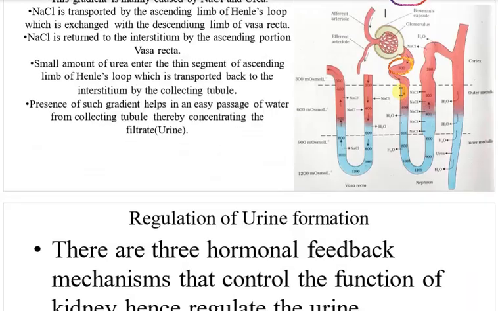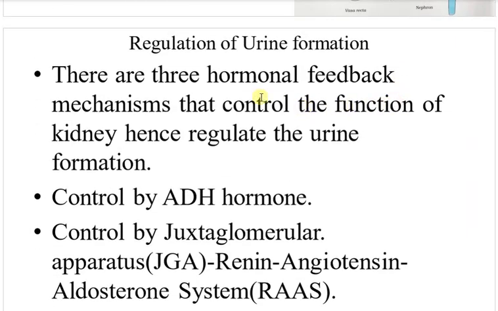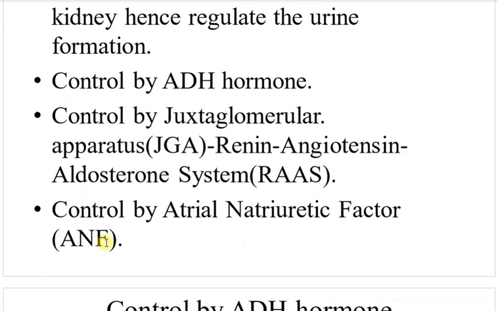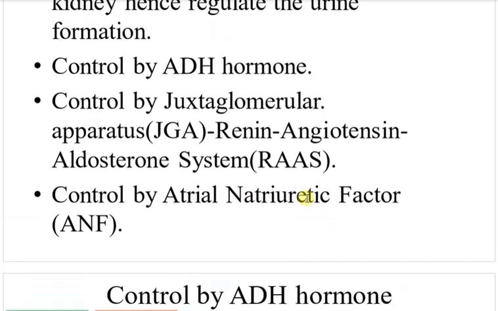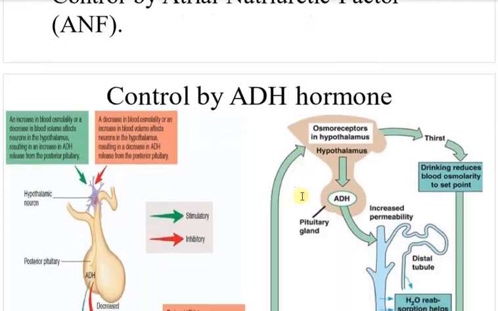Okay, so now regulation of urine formation. Look, the urine formation depends on some factors. There are three hormonal feedback mechanisms that control the function of the kidney, hence regulate the urine formation. So what are those three? Let's go through it. Control by ADH, control by the juxtaglomerular apparatus or JGA and the renin-angiotensin-aldosterone system, and control by atrial natriuretic factor. So these three we are going to discuss.